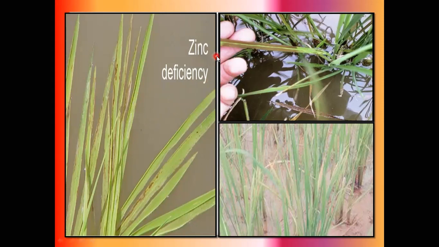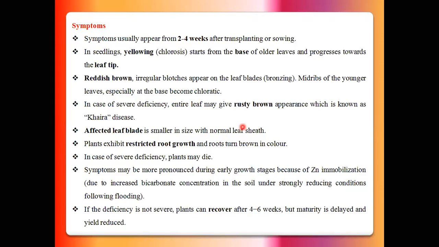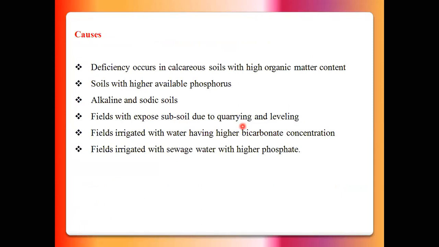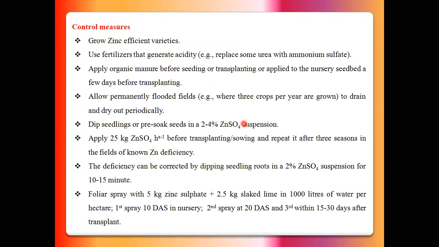This disease is generally seen in rice crops due to an abiotic factor and deficiency of zinc. So how can we manage, reduce or recover this deficiency in rice fields? The first management point is to grow zinc efficient varieties. Then apply zinc sulfate to the rice field.